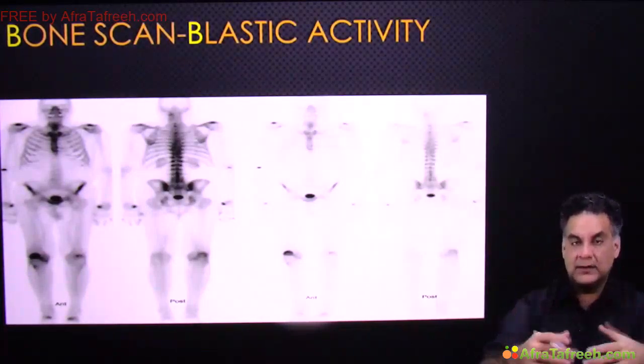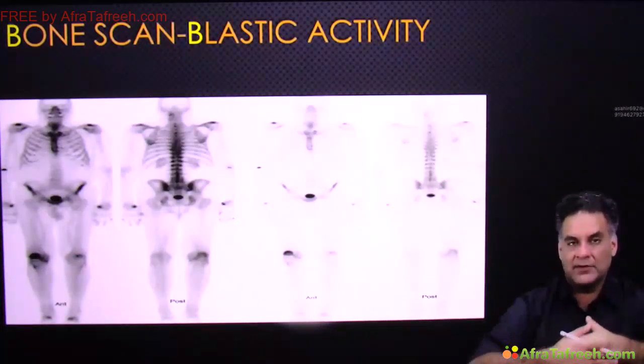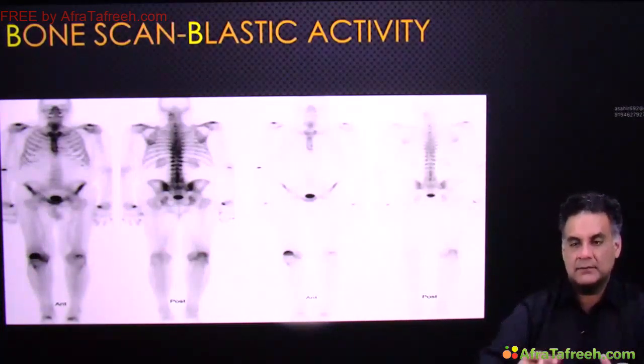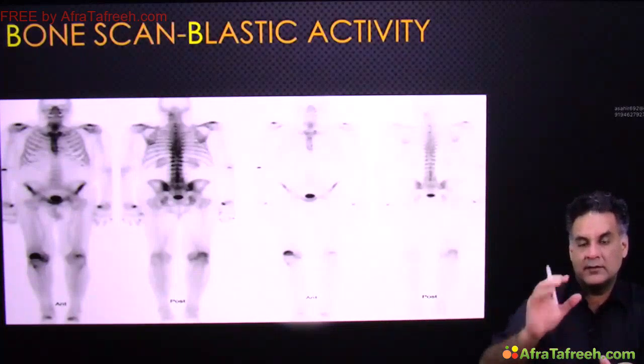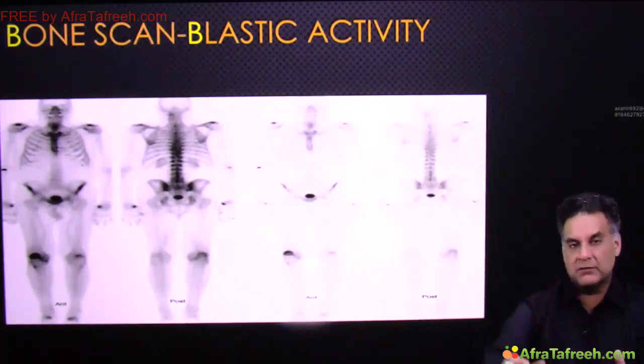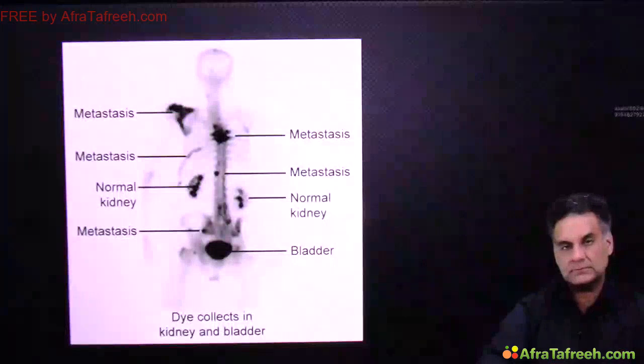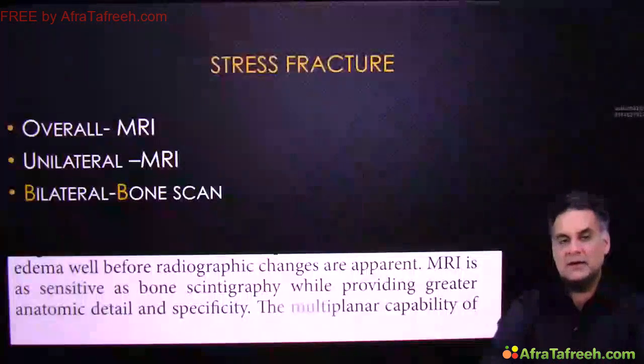If there is a tumor like prostate, which is osteoblastic metastasis, bone scan will be positive. B for bone scan, B for blastic activity. That's how hyperintense area looks like.